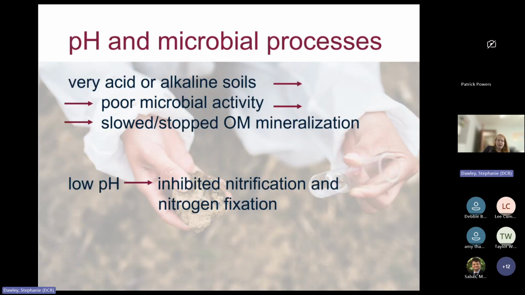Very acidic or very alkaline soils will lead to poor microbial health, which will slow down or stop the general mineralization of the organic matter, which is what's added into that topsoil, the humus, what you're looking at. Low pH inhibits nitrification and nitrogen fixation, which are two very important things when it comes to the nitrogen cycle and how nutrient cycling works through the soil.